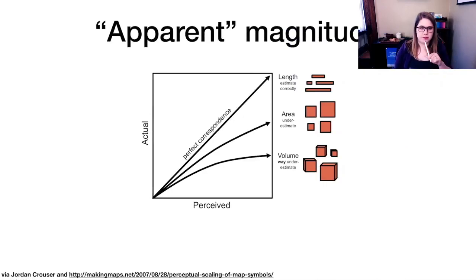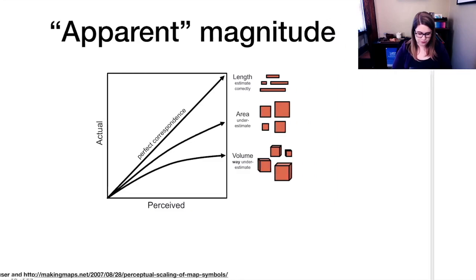We'll do, again, some trials of some of these estimates in class so that you can get the feeling of what it's like to make estimates about length or area or volume. It turns out that if we're thinking about length, there's almost a perfect correspondence between the actual difference and the perceived difference. But if we think about area, we tend to underestimate area, and volume, we tend to way underestimate volume. So that's why 3D charts, like from Excel, are looked down upon by people who are in data visualization. It's because we tend to way underestimate the differences between things of two different volumes.